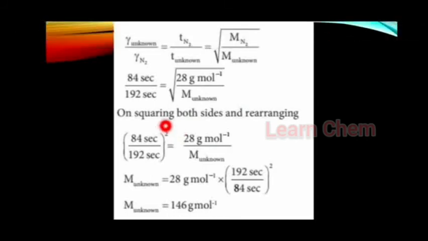We have to cancel the root. Therefore, on squaring both sides, (84/192)² is equal to 28/M. From this, M is equal to 28 × (192/84)². If we solve this, we get the final value. The molar mass of the unknown gas is 146 gram per mole.